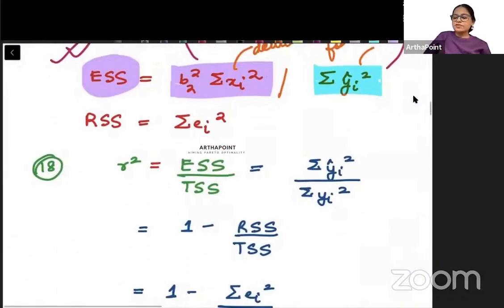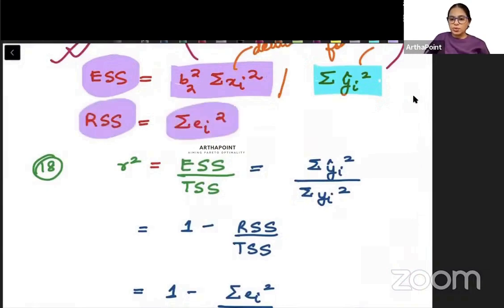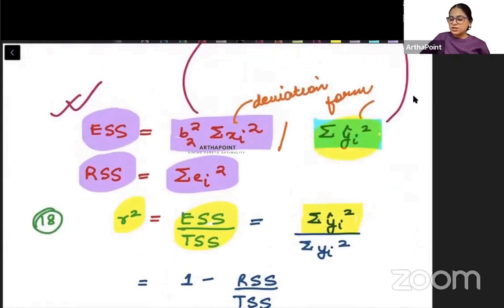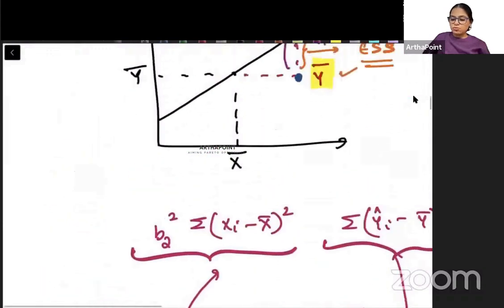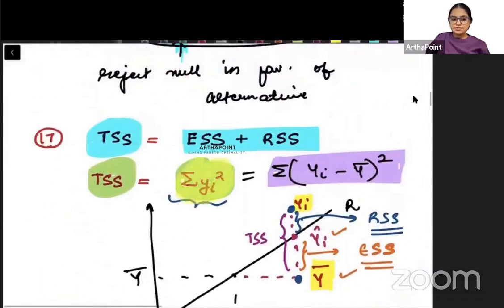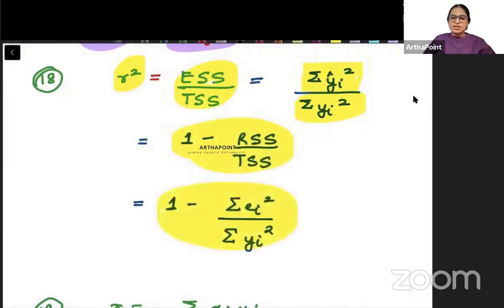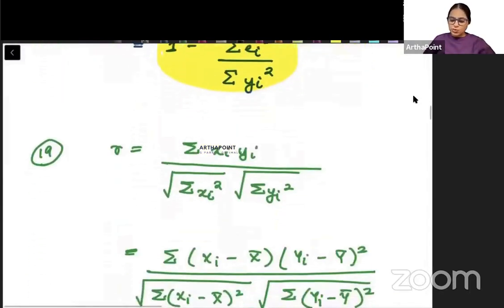The next thing that we have is the residual sum of square. Residual sum of square is summation ei square. Now comes R square. R square is ESS by TSS. I have just picked the formula of explained sum of square from here, and the formula of total sum of square from here. So ESS by TSS is R square. R square can also be written as 1 minus RSS by TSS. So this is going to be 1 minus summation ei square by summation yi square.